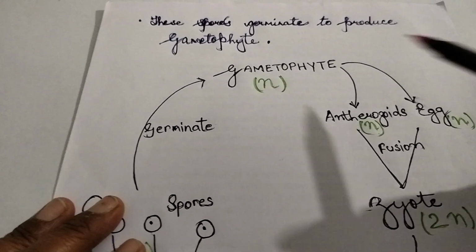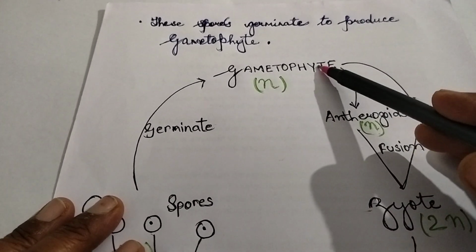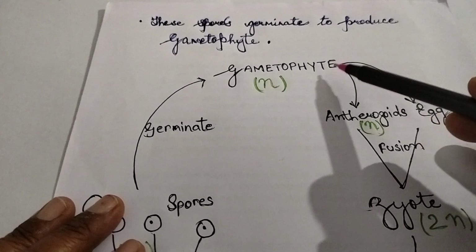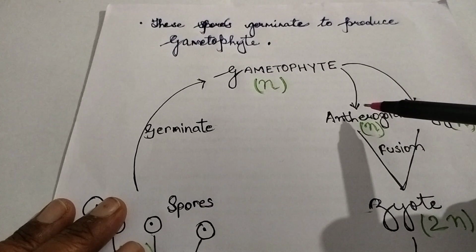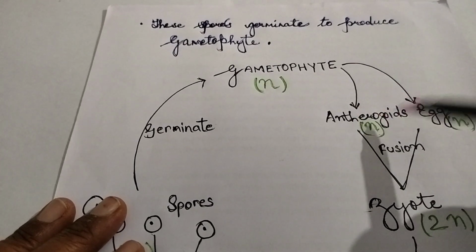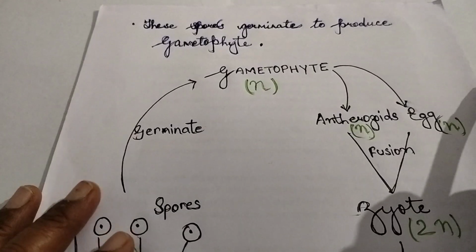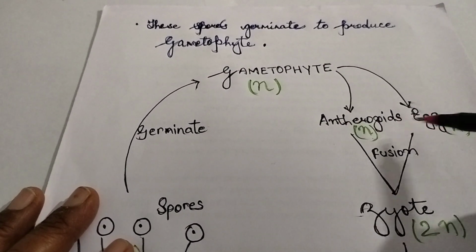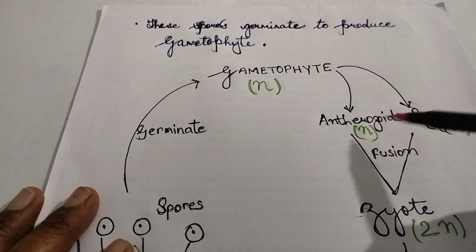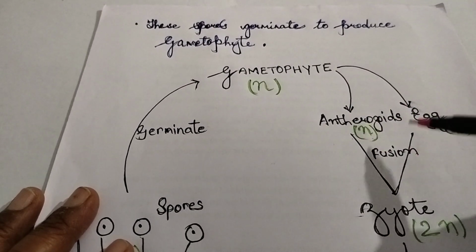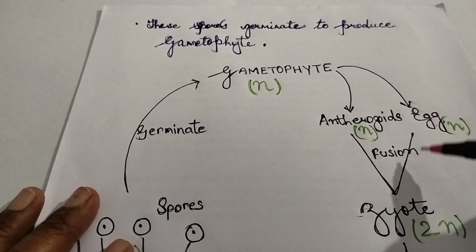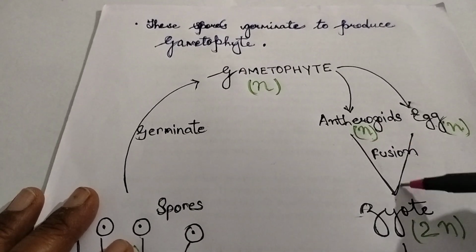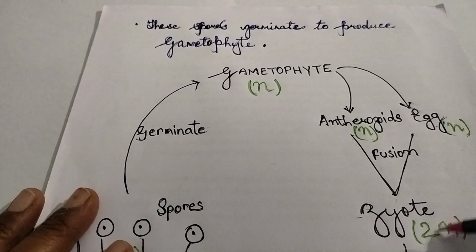See, the main plant body is gametophyte, that is haploid, as I just told you. This gametophyte produces gametes, separate male and female gametes, that is antherozoids and egg. Again, they will be haploid. These haploid gametes undergo fusion. They fuse together and form zygote.